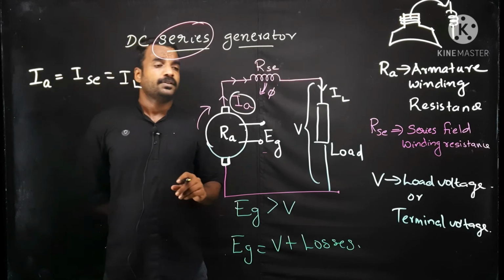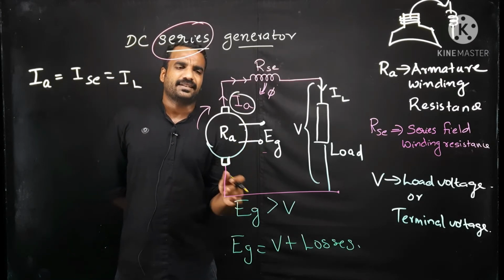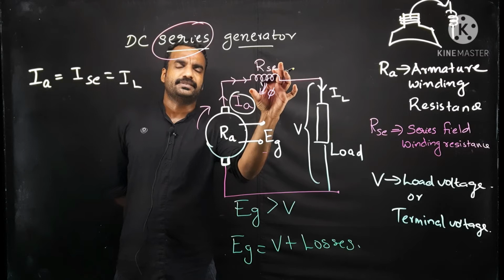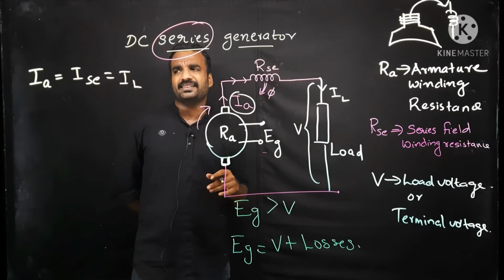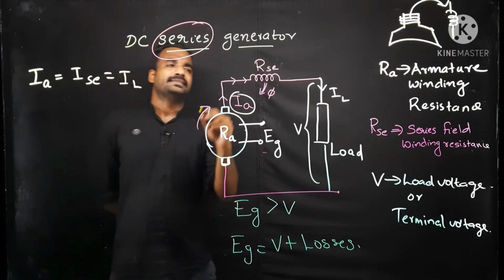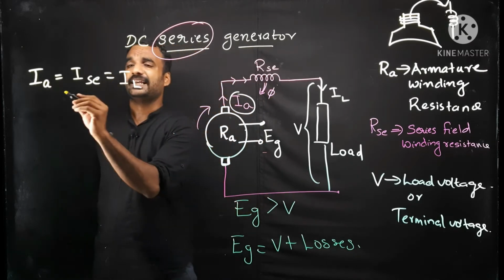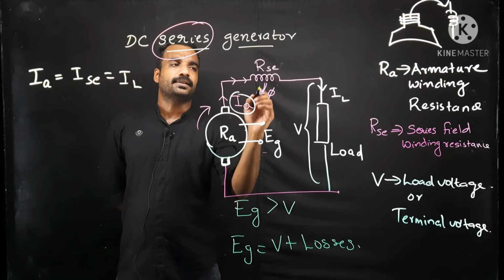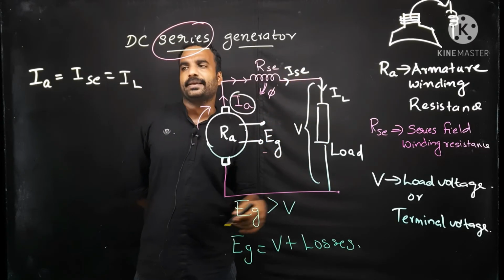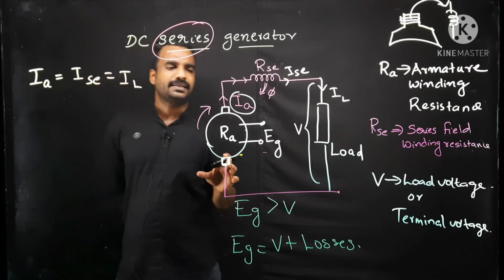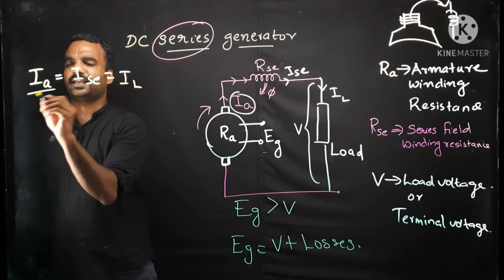Okay. So we know that it is a series generator. Armature is in series with the field winding. Field winding is in series with the load. All the components are in series. So all the currents are series currents, and series currents are the same in magnitude. So IA is equal to ISC, the series field winding current, is equal to IL. All the currents are the same. And basically, we are taking the current as IA.